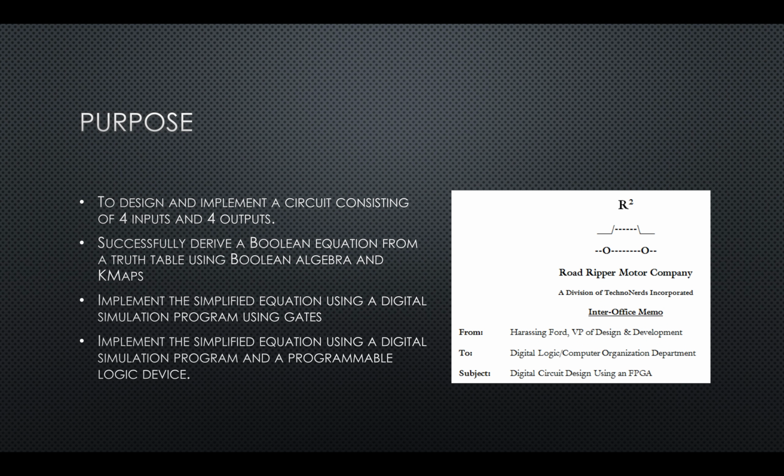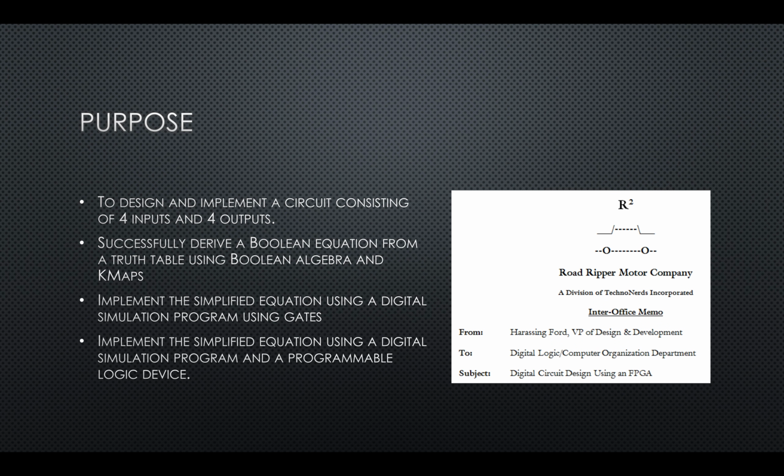The purpose of this lab is to use the logic available to create a reliable and cost-effective device to implement the brake lights and turn signals with a digital system for the Road Ripper Motor Company. As part of this lab, we are to design and implement a digital circuit consisting of 4 inputs and 4 outputs and successfully derive the appropriate Boolean equation from a provided truth table using Boolean algebra and K-maps as a result of the K-maps and the truth table.